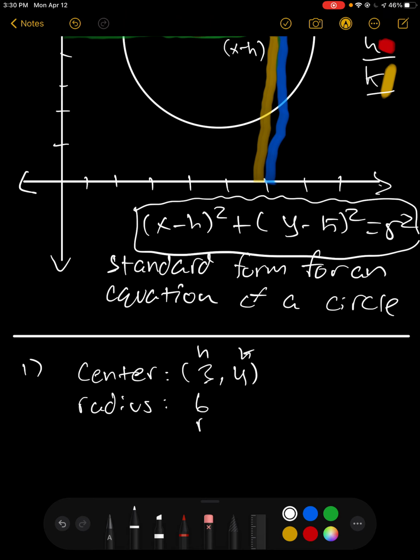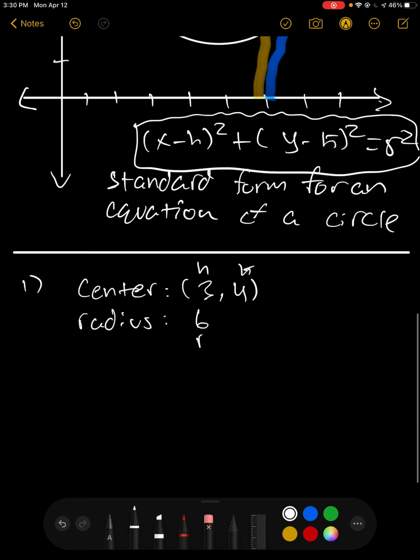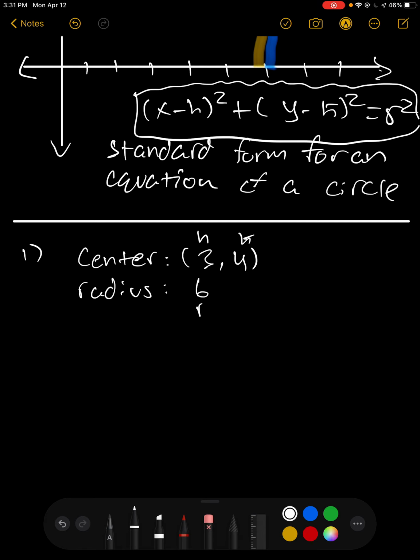So now we just need to take our values and substitute it into the standard form. So that's going to be x minus our h value, which is 3, squared, plus y minus our k value, which is 4, squared, is equal to the radius squared, which is 36. And that's going to be the equation for that circle, with the center of 3, 4, and a radius of 6.